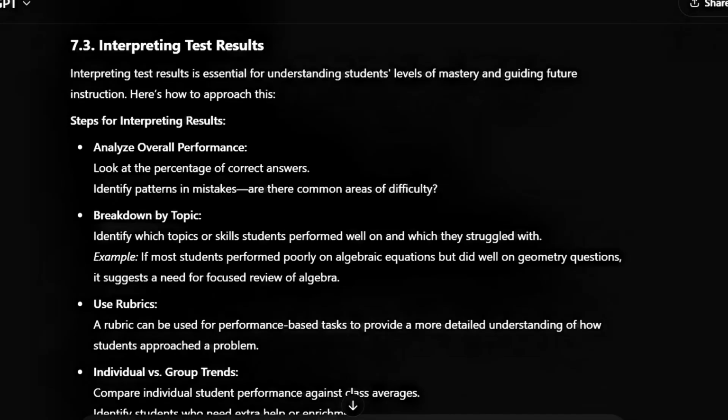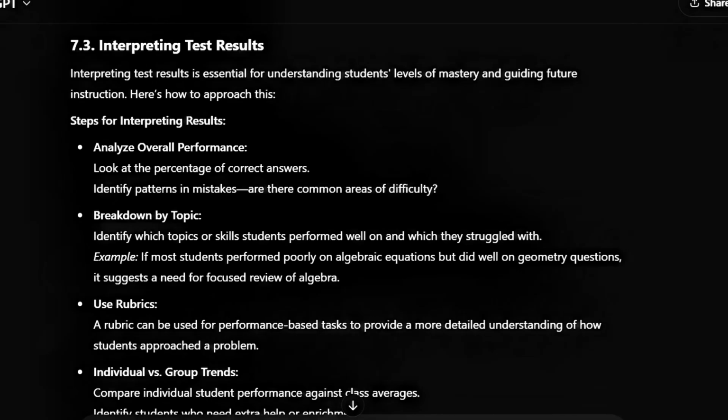7.3 Interpreting test results. Interpreting test results is essential for understanding students' levels of mastery and guiding future instruction. Here's how to approach this. Steps for interpreting results: analyze overall performance. Look at the percentage of correct answers. Identify patterns in mistakes. Are there common areas of difficulty?